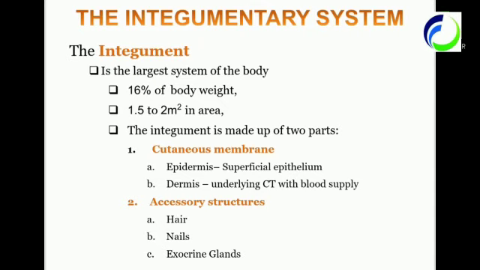The integument is made up of two major parts. One is the cutaneous membrane and the other is the accessory structures. The cutaneous membrane has three layers. Epidermis, also called the superficial epithelium or outermost layer, the dermis is the middle layer, and the hypodermis is the innermost layer. These are the three layers under the cutaneous membrane. The second part, accessory structures, is also called the derivatives of skin. It includes hairs, nails and exocrine glands.